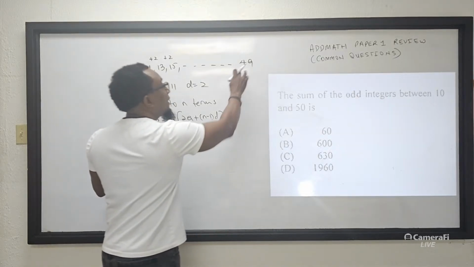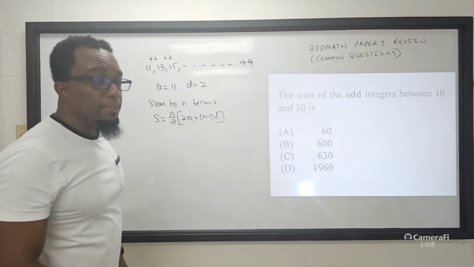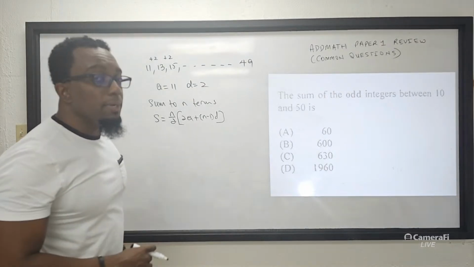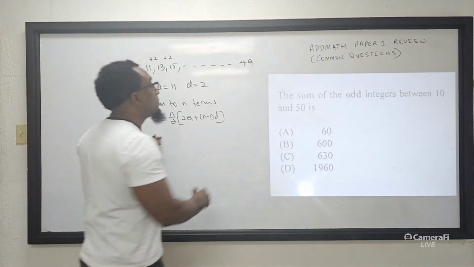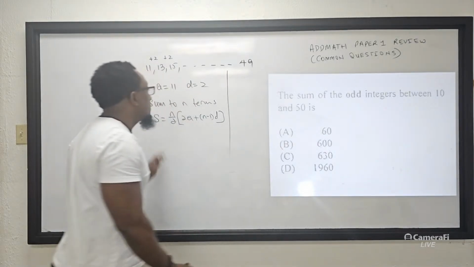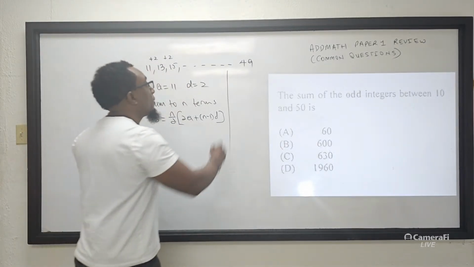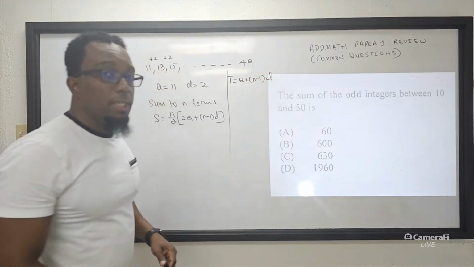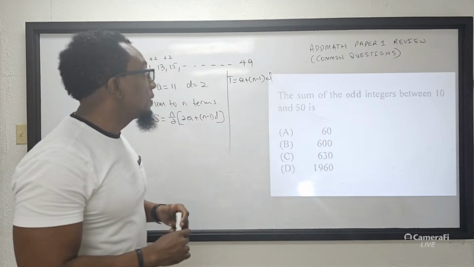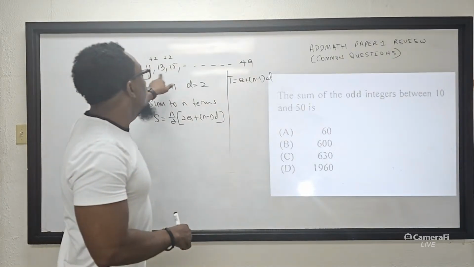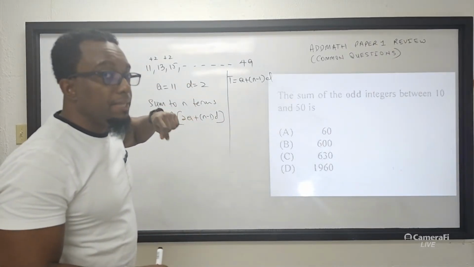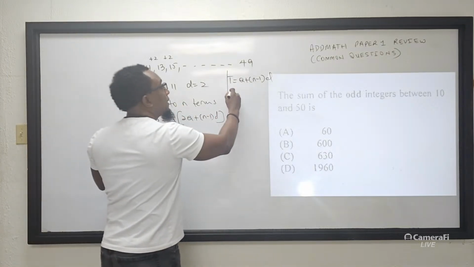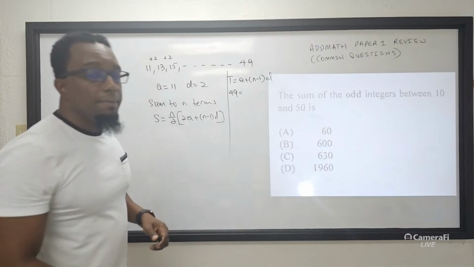Now 49 is the last term of the sequence. That's the last odd number between 10 and 50. Because we know the last term, we can simply use this formula to help us find n. So we know the formula is t is equal to a plus n minus 1 d. That's the formula used to help you find the value of any term of that sequence. We call it the general term. So t here will be 49, which is the last term.